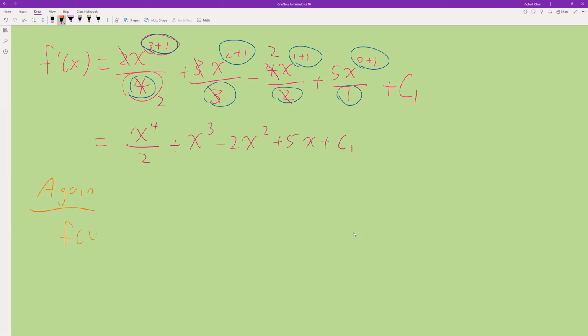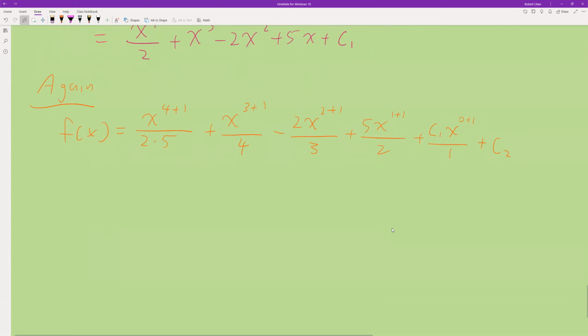Again, to find f. All right, so add the power, x to the power of 4 plus 1, and then I have a 2 in the denominator, but I need to divide by the new power of 5, plus x to the power of 3 plus 1 over the new power of 4, minus 2x to the second power plus 1 over 3, and plus 5x to the power of 1 plus 1 over 2, plus c1 x to the power of 0 plus 1 over 1. And then we also need another constant, that's c2.